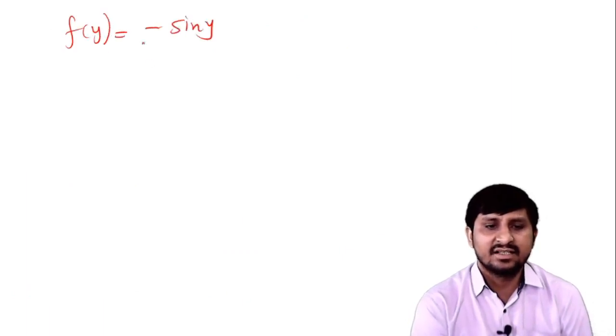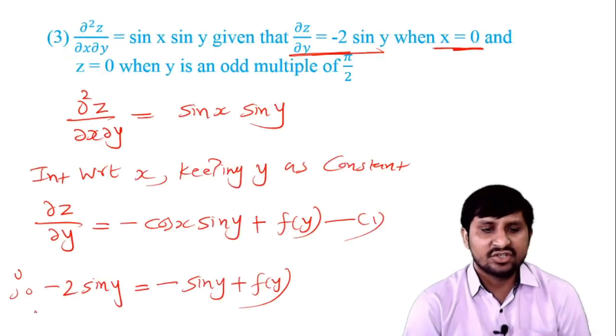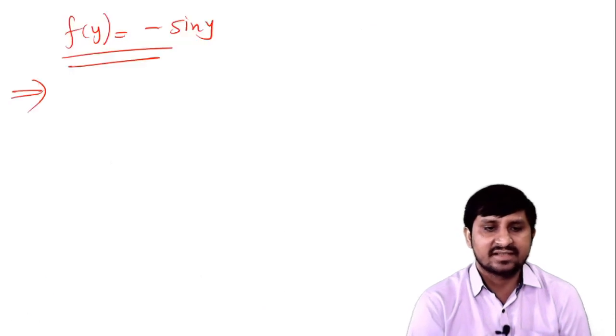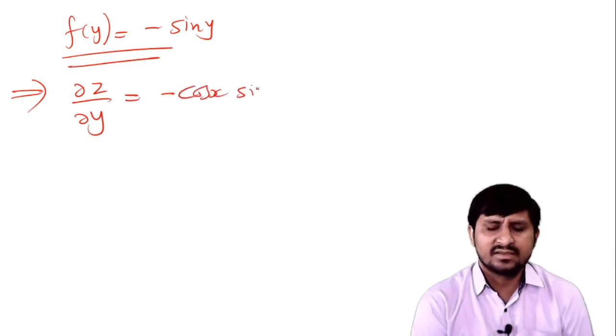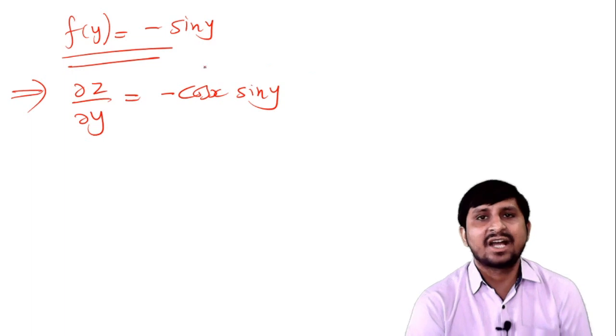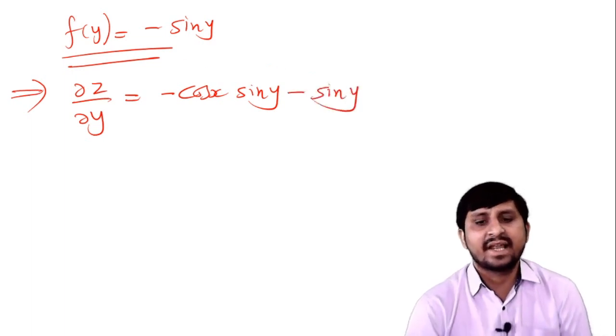Easily you can understand. And now put this value in equation number 1. So what is my equation number 1? Now del z by del y, that is equal to minus cos x sin y plus f of y. But now what is my f of y? F of y is minus sin y. So that's why minus sin y.